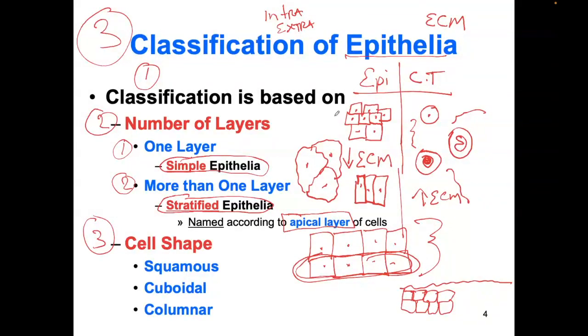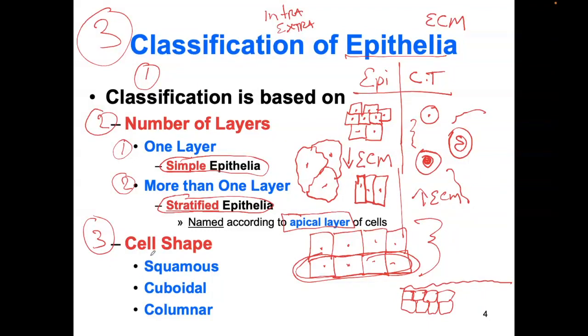So the first question we ask: do we see a bunch of cells closely packed together or don't we? If they're closely packed together with little extracellular matrix, we're going to call it epithelium. If we see that it's one cell layer thick, it's simple epithelium. If it's more than one cell layer, it's stratified. That's the difference between simple and stratified.